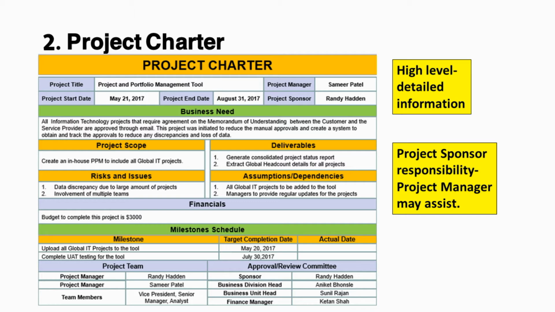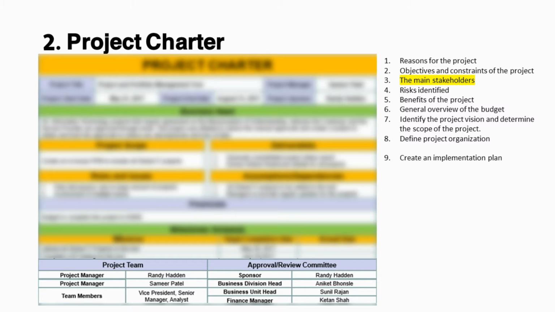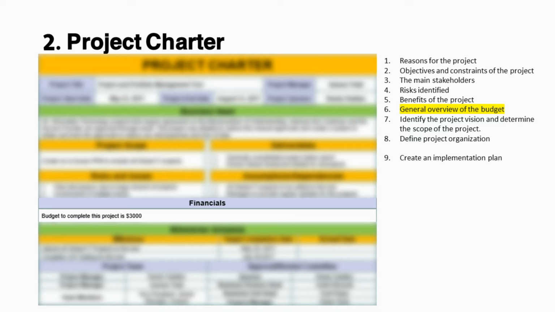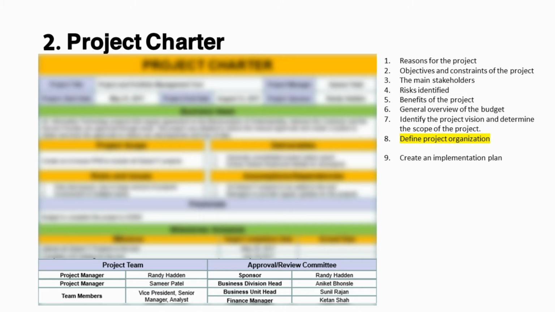The project charter typically documents reasons for the project, objectives and constraints of the project, the main stakeholders, risks identified, benefits of the project, and a general overview of the budget. Understand project goals and objectives, identify the project vision and determine the scope of the project. Define project organization: list all of the essential roles for the project, including customers, stakeholders, and the day-to-day project team.